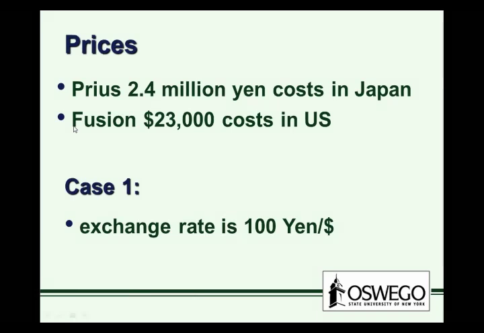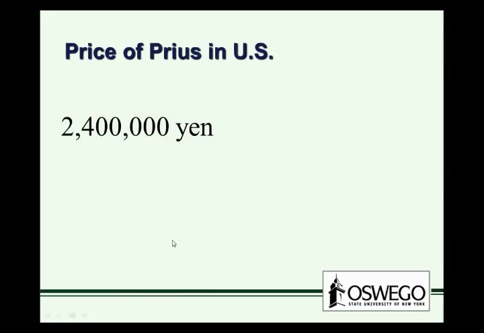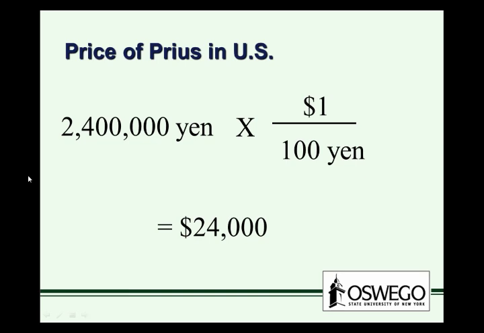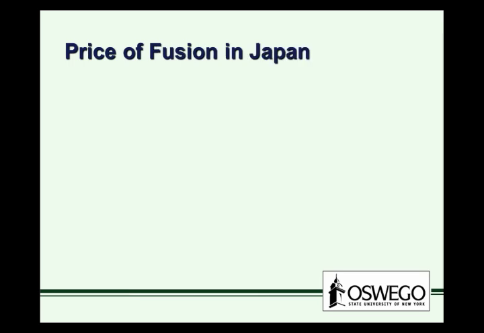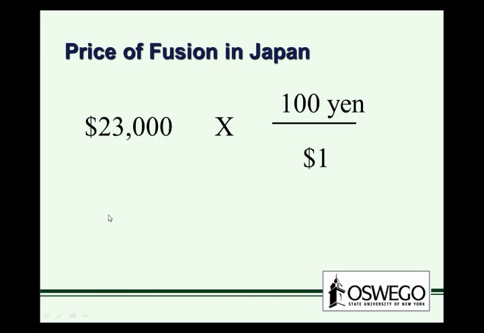Under that exchange rate, I can convert the Fusion price to yen, and I can convert the Prius price to US dollars. So the price of a Prius in the United States, using this exchange rate of $1 for every 100 yen, is $24,000. So we can compare the $24,000 price of a Prius to the $23,000 price of a Ford Fusion. If we looked at it from the perspective of Japan, we use the same exchange rate, 100 yen per dollar, and 2.3 million yen would be the price of the Ford Fusion in Japan. This all depends on the exchange rate.